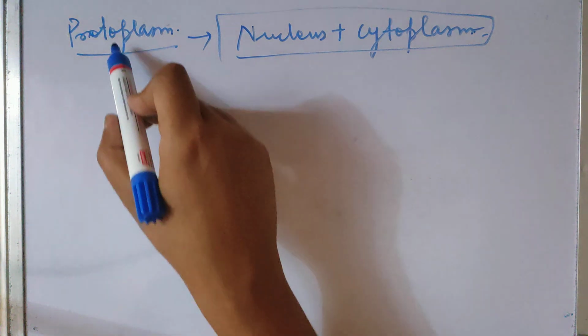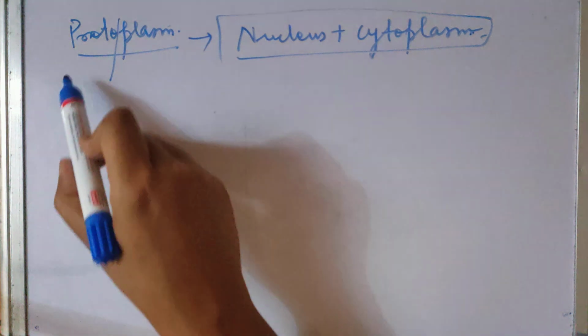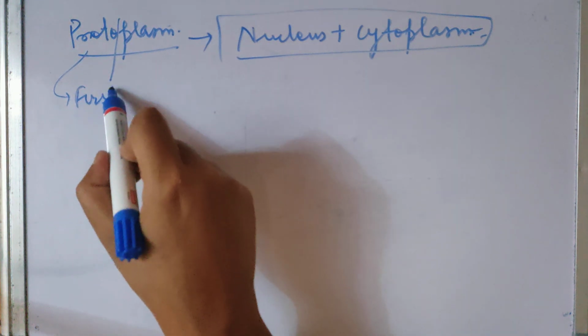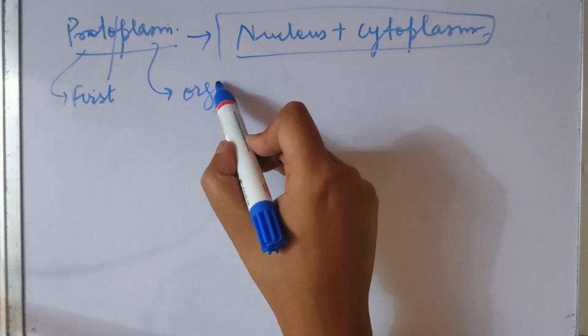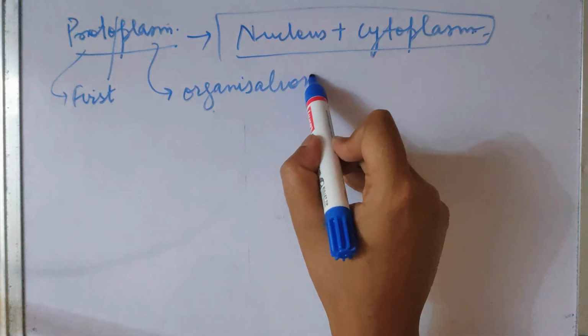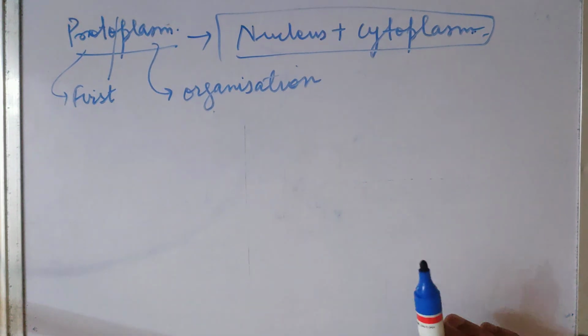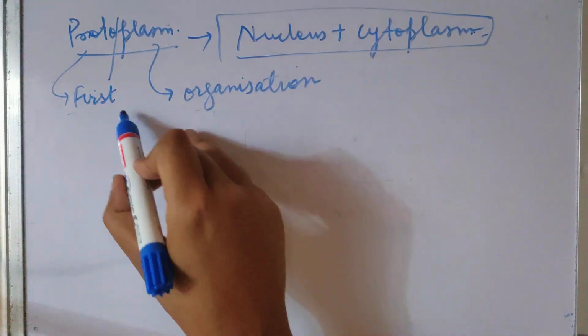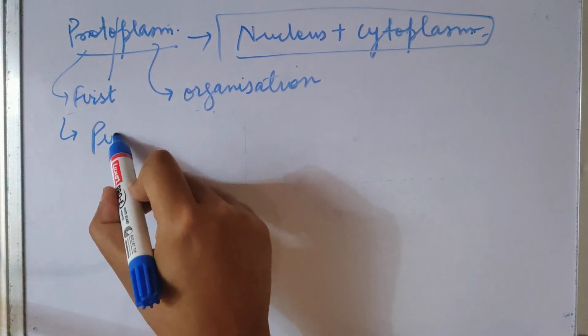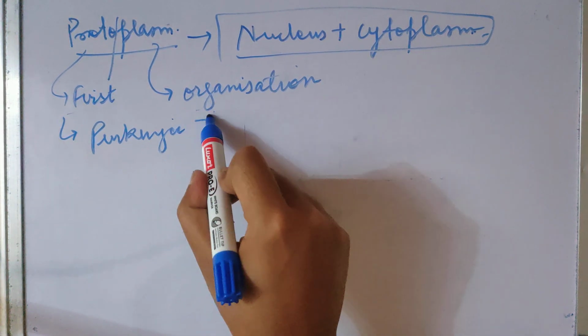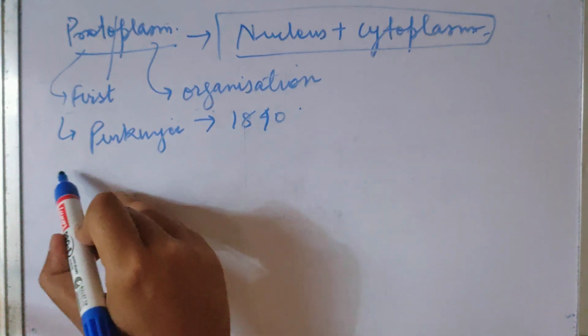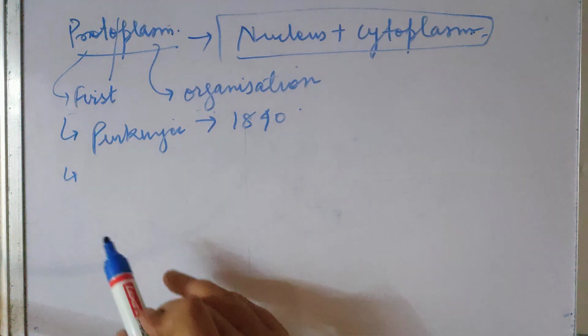Now here, when you break down the word protoplasm, proto means first and plasm is organization. So it is the first organization among cells. First protoplasm is organized, then the organization of cell organelles such as nucleus, cytoplasm, etc., and other organelles such as ER, endoplasmic reticulum, Golgi body, vacuole, etc. So this is the first organization, and the term was coined by Purkinje in 1840.